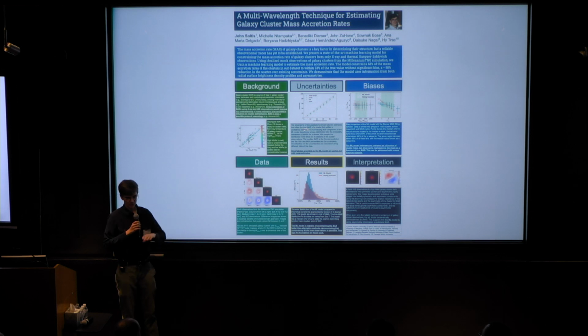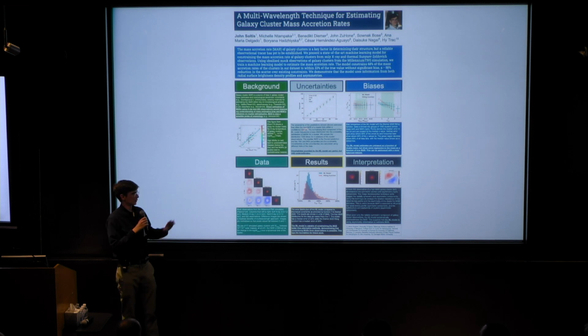We compared it against the best available alternative, which was ultimately really just a function of the mass of the galaxy clusters. There's a lot of scatter in the relationship between the mass and the mass accretion rate. And so what we found is that the machine learning model trained on this single simulation was able to do a better job than existing alternatives.